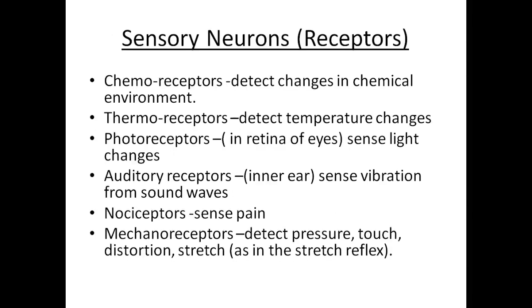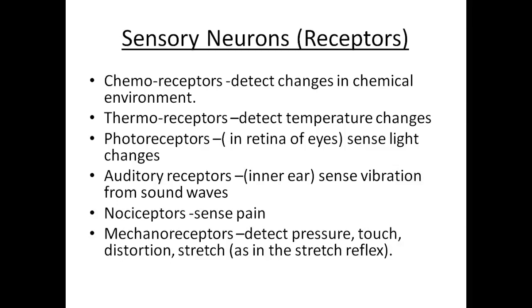So sensory neurons are your receptors. They're chemoreceptors. These detect changes in the chemical environment. So if you were sprinting up a hill repeatedly, you get lactic acid in your quadriceps. With that increase in hydrogen ions, all that's happening is your chemoreceptors would register probably a little bit of pain.